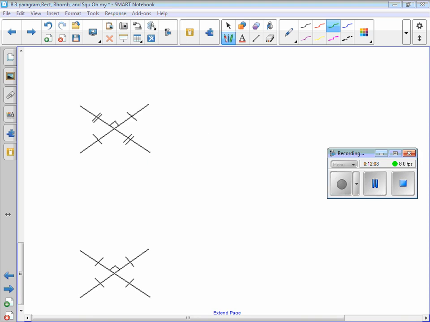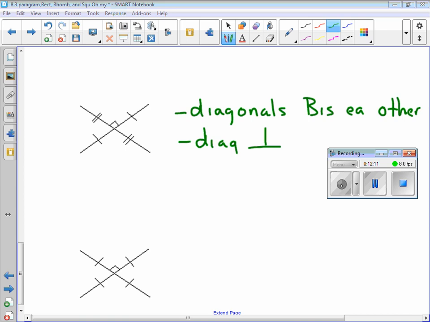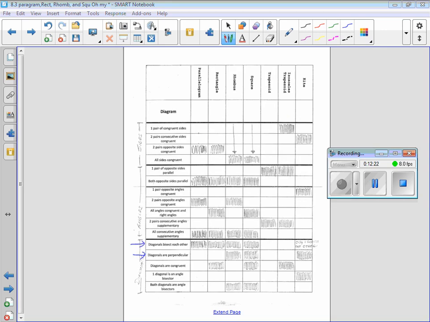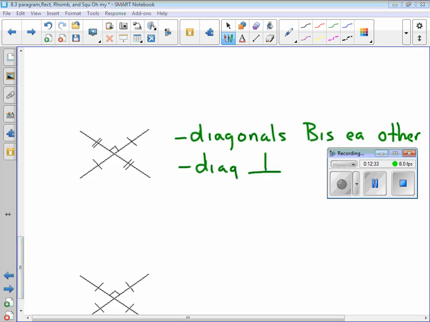All right, try this one. So let me just list what I see. I see diagonals bisect each other, and the diagonals are perpendicular. So I'm going to go to my chart, and I'm going to look at those categories. I see that the diagonals bisect each other, and the diagonals are perpendicular to each other. So that makes it a rhombus. Now I don't have enough information for it to be a square. So I'll simply say this is a rhombus.